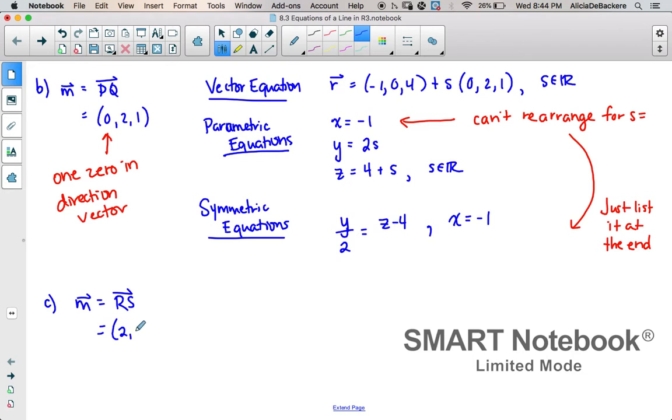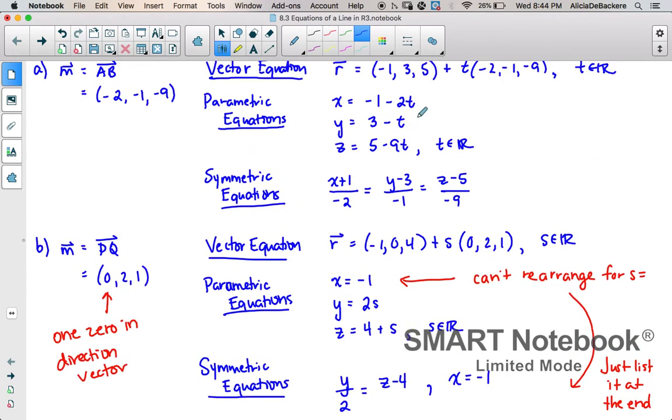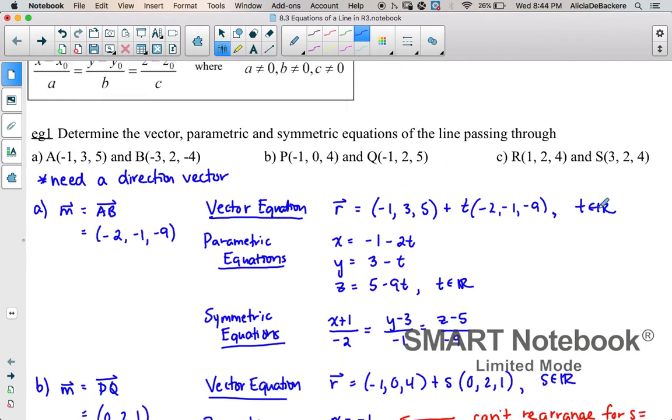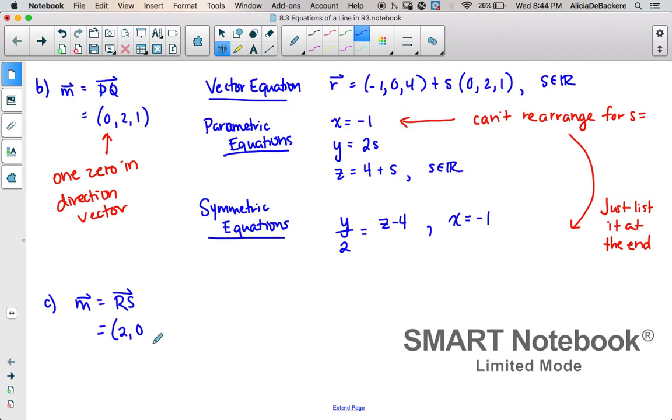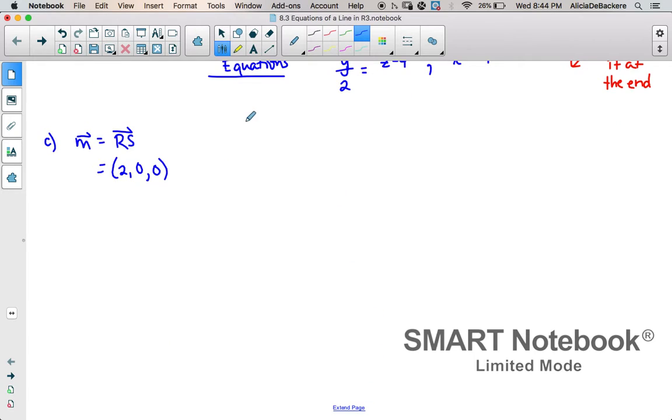And I end up with 2 for the first one, right? That's 3 minus 1 is 2, and then I've got 2 minus 2 for the y component, that's going to be 0, and then 4 minus 4 for the z component, that's also going to be 0. So this example is going to be a little bit different because now we have 2 zeros in our direction vector. So let's take a look at what happens there.